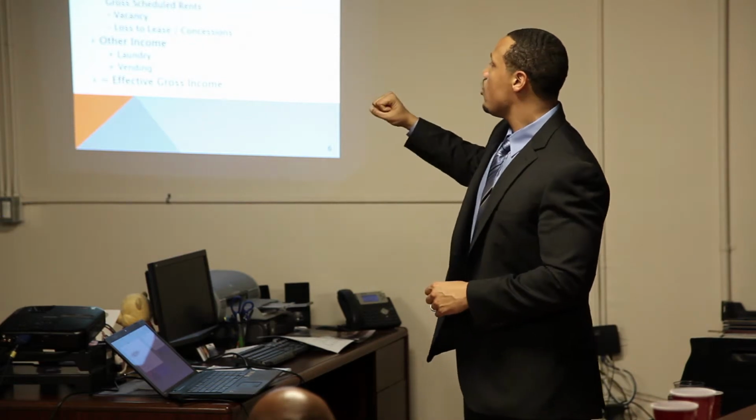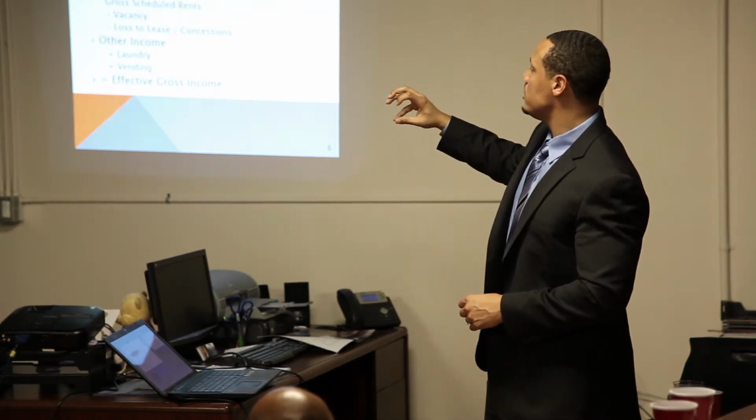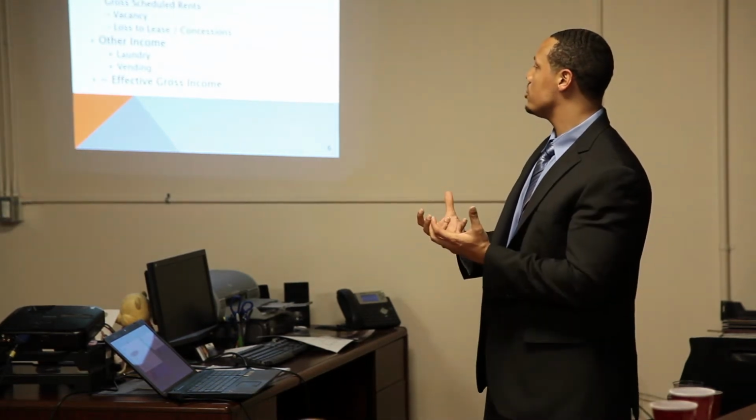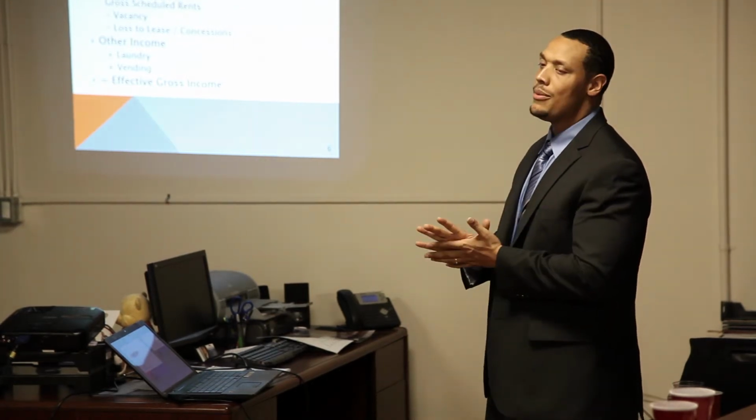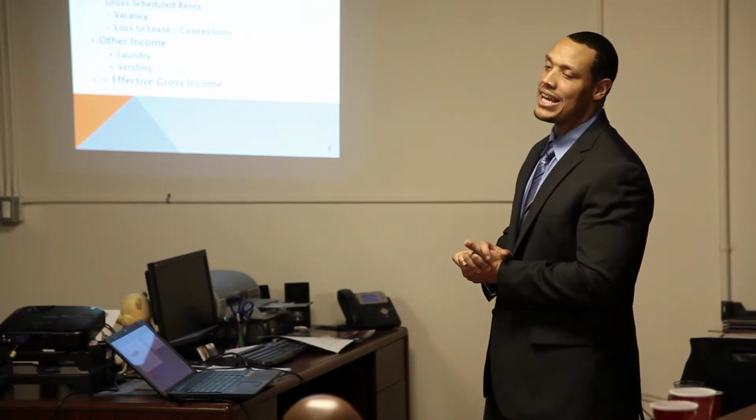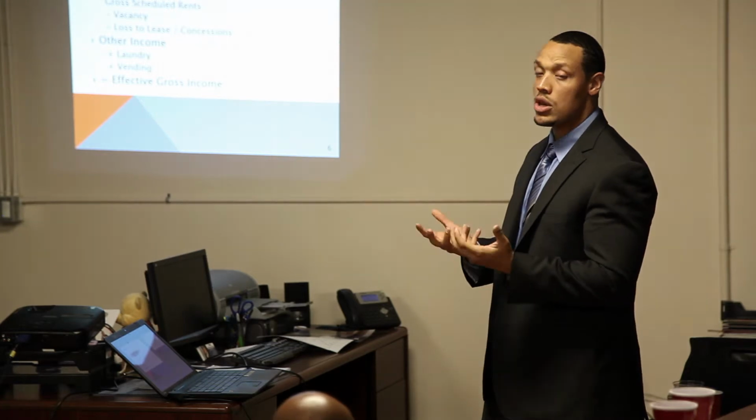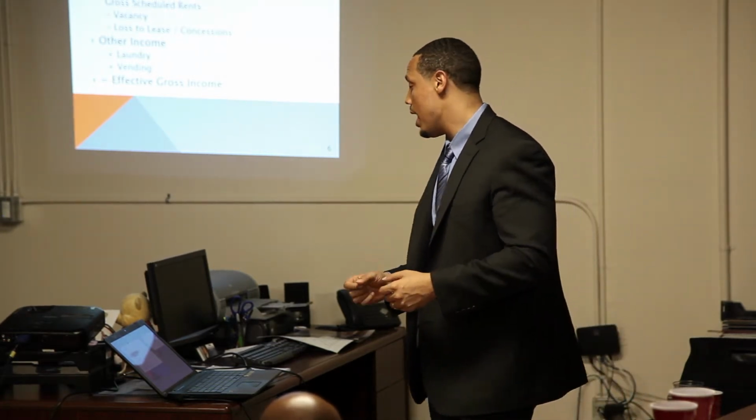Right? So you take away from the gross scheduled rent your vacancy and your concessions, and then you add to it your other income. That gets you a bottom income line number called effective gross. That's what you actually bring in. So you actually collect. All right?